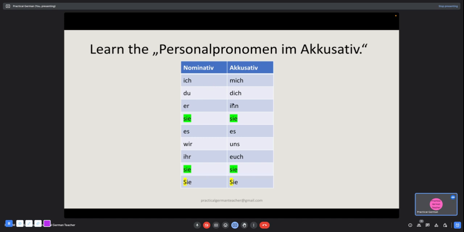So ich mich, du dich, er ihn is not that difficult to remember. You just have to remember ich mich, du dich, er ihn, wir uns, ihr euch. So basically, you have to remember just five. The others remain the same. Any questions?